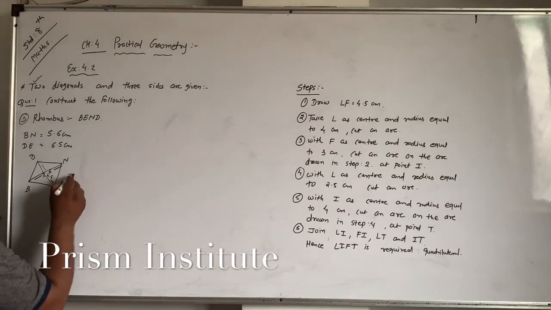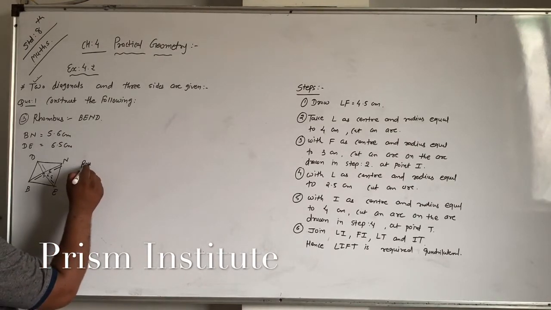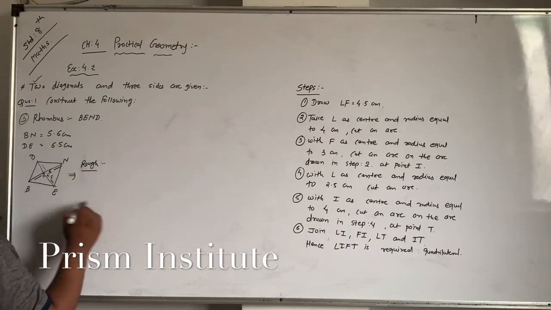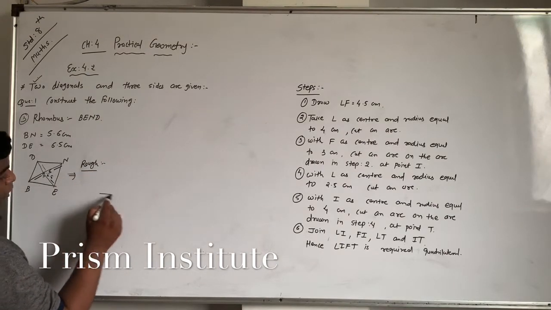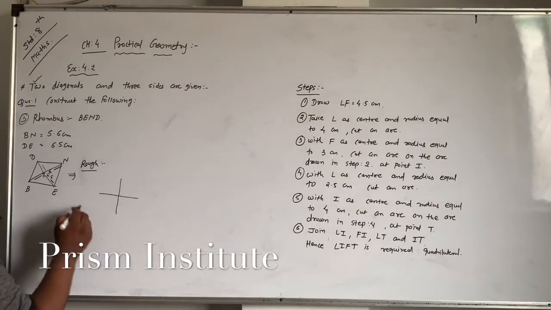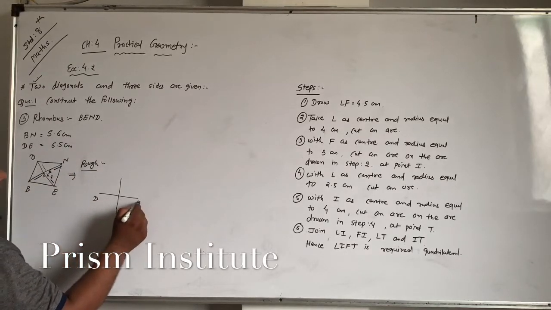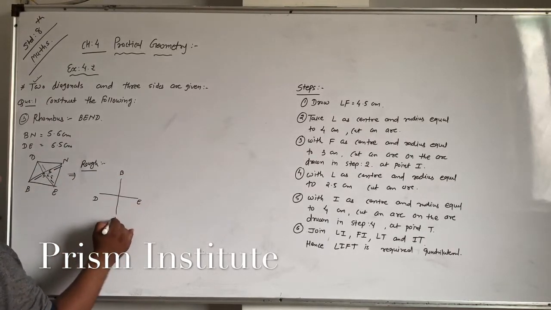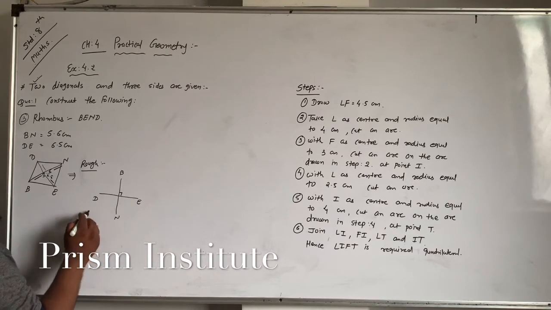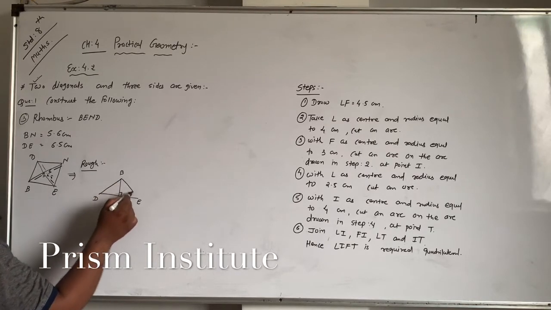So just reconstruct the rough sketch. We want to try to draw the two diagonals in this way. Suppose that is your DE and it is BN. That is your perpendicular bisector. So just connect this.